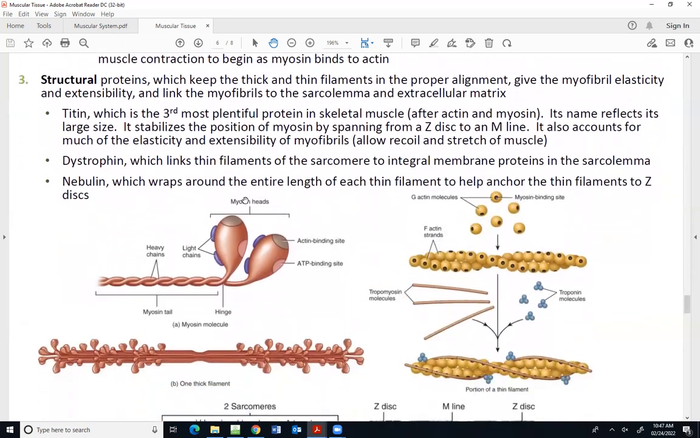Dystrophin is another structural protein, which links thin filaments of the sarcomere to integral membrane proteins in the sarcolemma. Have you ever heard of muscular dystrophy before? Anybody ever heard of that? It's called muscular dystrophy because the most prominent form of that, there are a few different types, but Duchenne's, I believe is how you pronounce that, is a congenital condition that results in improper forms of dystrophin.